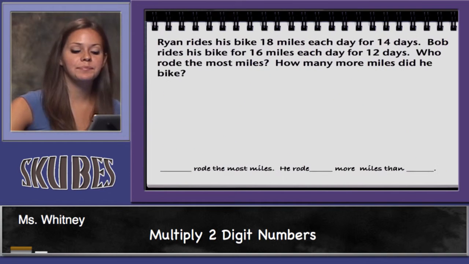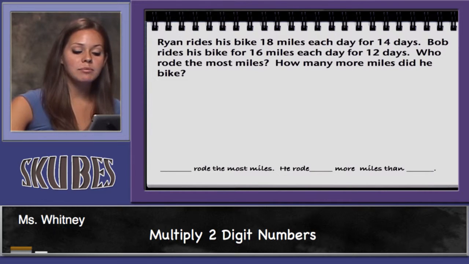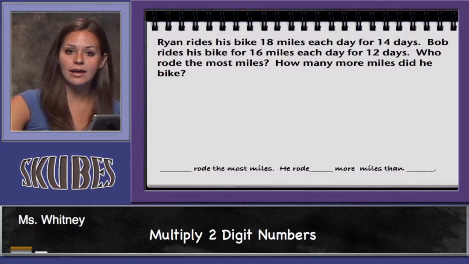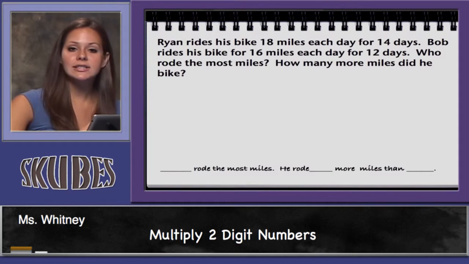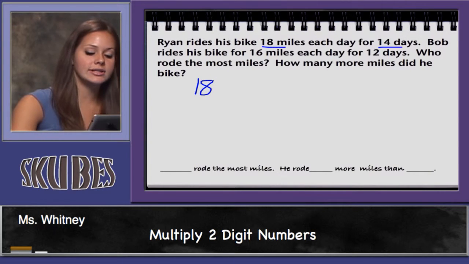Let's try another problem. Ryan rides his bike 18 miles each day for 14 days. Bob rides his bike for 16 miles each day for 12 days. Who rode the most miles? How many more miles did he bike? First, let's determine how many miles Ryan rode his bike. He rode 18 miles for 14 days.